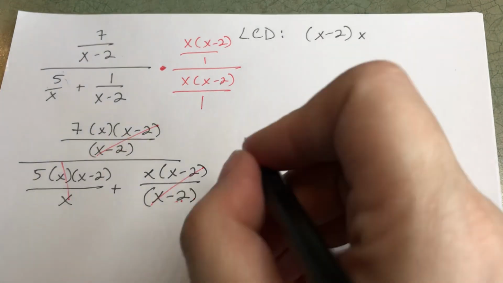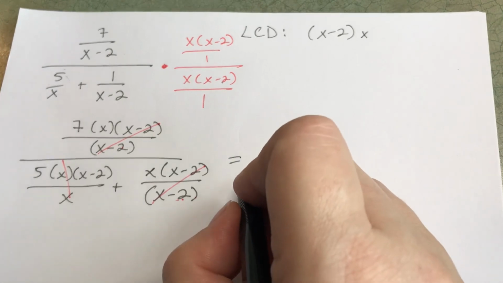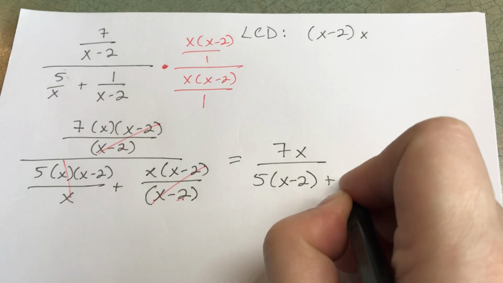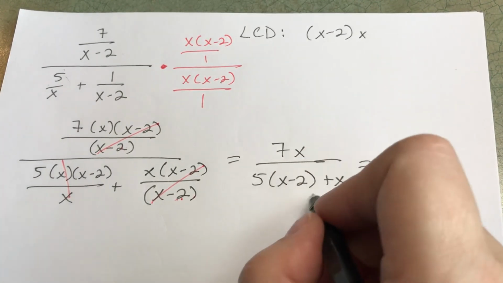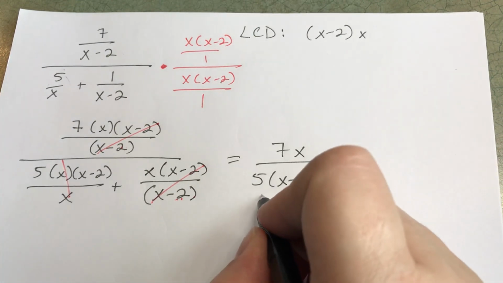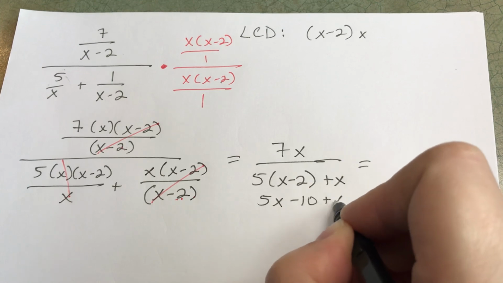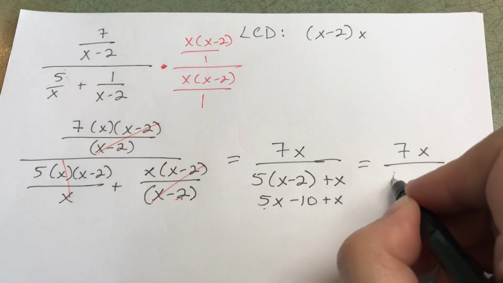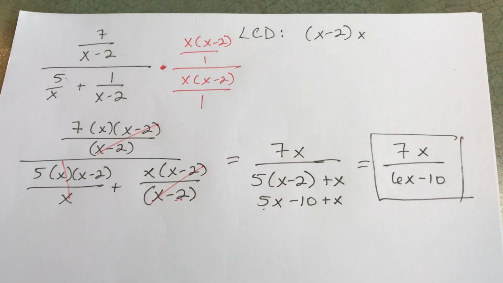So now I just have 7x in the top, and I have 5 times x minus 2 plus x in the denominator. And then I can distribute. So this is 5x minus 10 plus x, so 7x over 6x minus 10, and we get the same answer as the other method. Sorry about all those interruptions, but here we go.